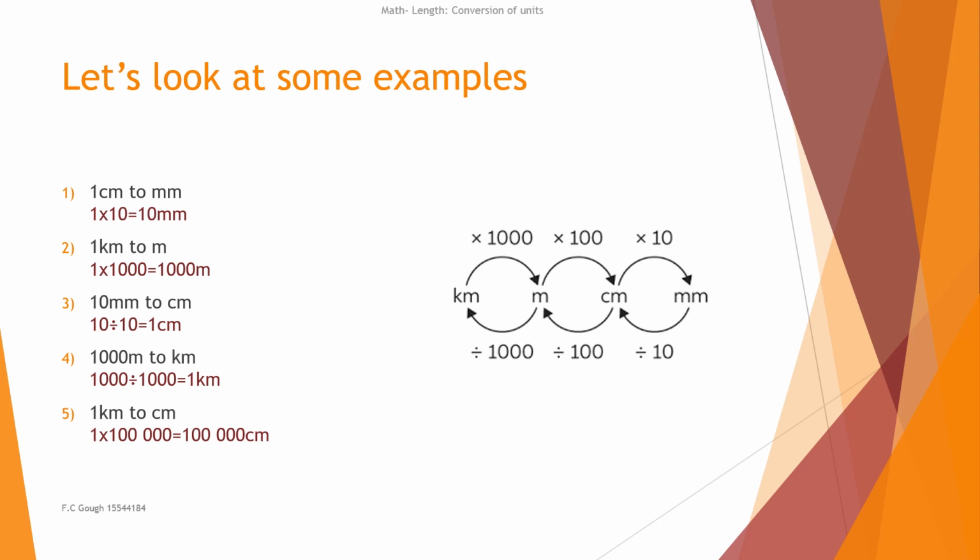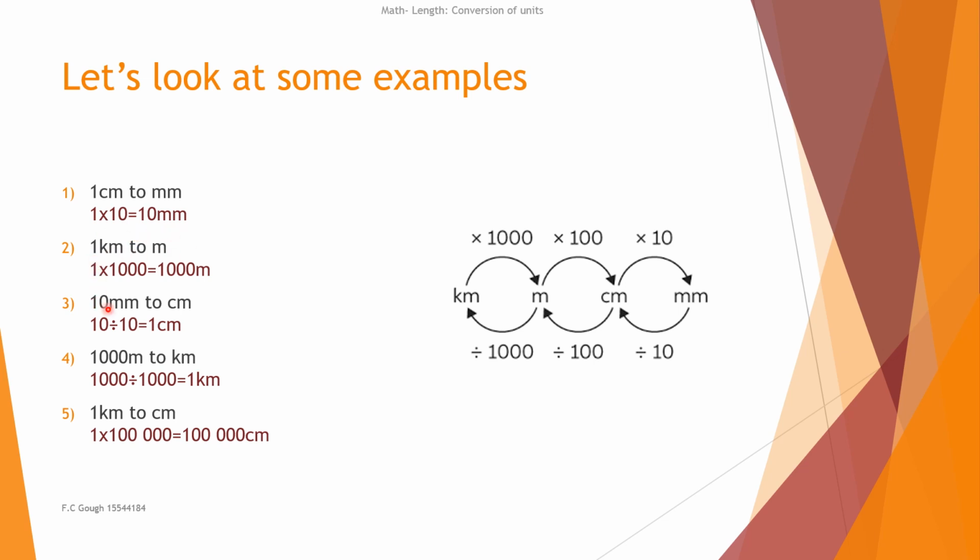Let's take a look at some examples. I have 1 centimeter and I want to convert it to millimeters. So we take 1 centimeter and we times it by 10. As you can see here, it's been done for you. 1 times 10 equals 10 millimeters.